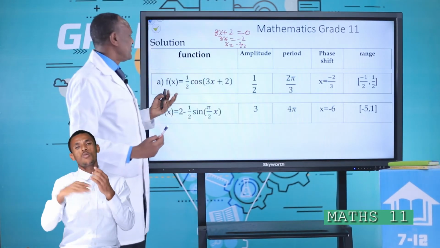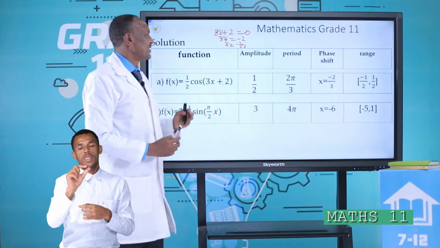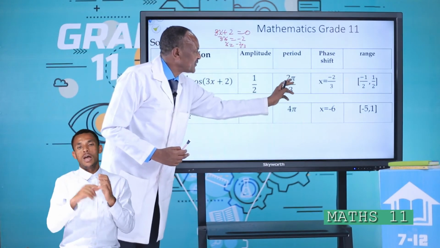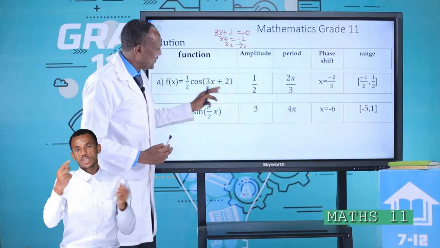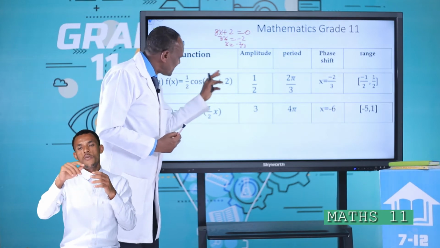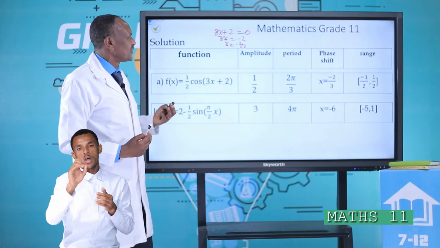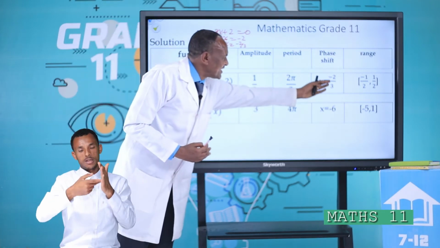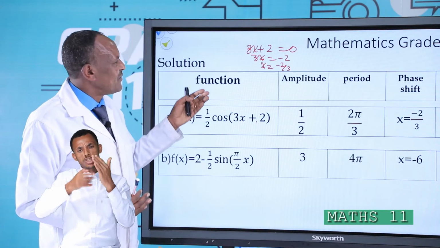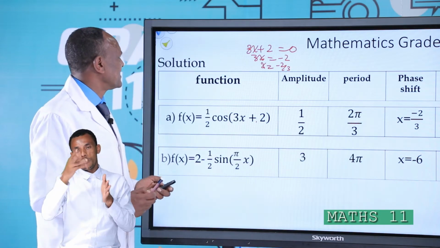So to find the amplitude, what is the absolute value of the coefficient? The absolute value of half is half. What is the period? Since the cosine function has a period of 2 pi, divided by the coefficient of x, which is equal to 3. What about phase shift? The zero of the expression. Here you have 3x plus 2. It will be 0 at x equal to negative 2 over 3. Since the result is negative, the graph is shifted to the left side. What is the range? Since I know the maximum and minimum values, negative half and positive half, that is the range of that given function.